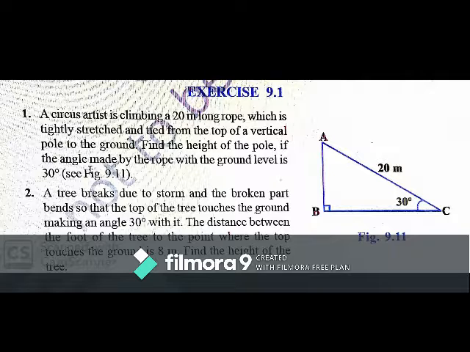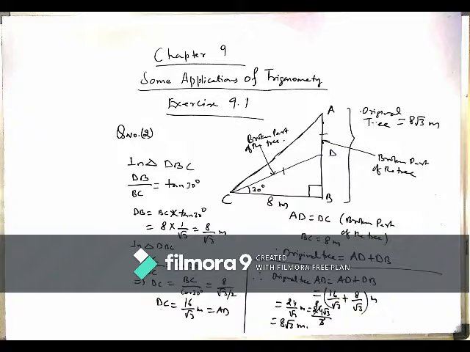The broken part of the tree has touched the ground. If we are able to find that broken part and add it to the bottom length of the tree, from where it is standing on the ground, then automatically we will be able to find the height. You can very well see this in the figure itself, which I have already explained.